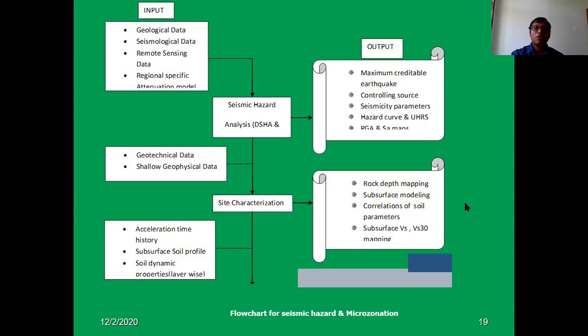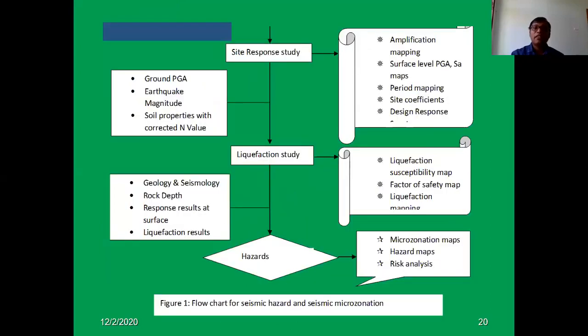You can estimate at which depth what type of material is located, and from that we can also estimate, through correlation, some of the unknown parameters indirectly. You can also do subsurface Vs, that is shear velocity mapping. And this is also a site response study, where site classification you can do, that is called A, B, C, D, as per NEHRP classification, based on the shear velocity and SPT value. And site response studies actually give you the surface hazard.